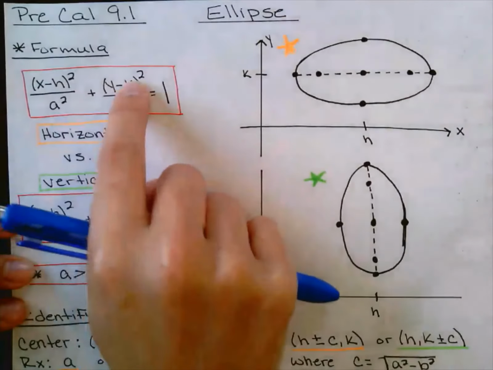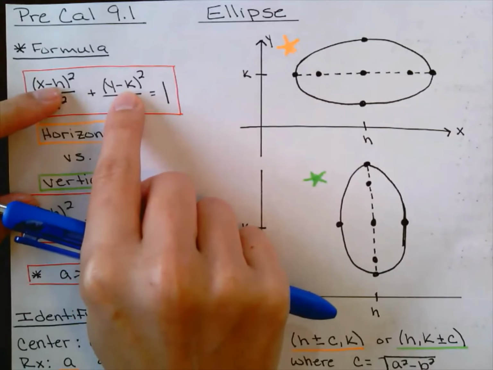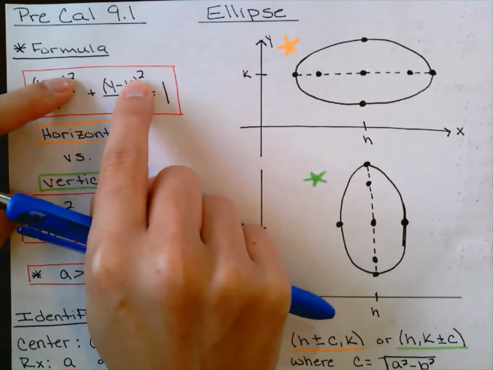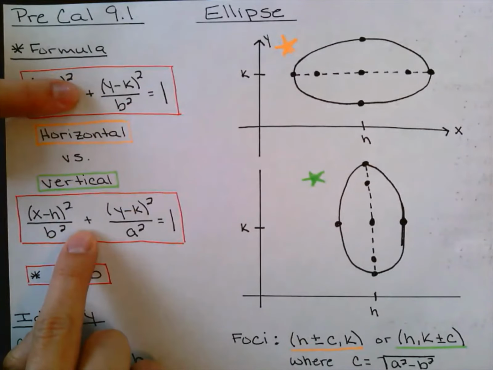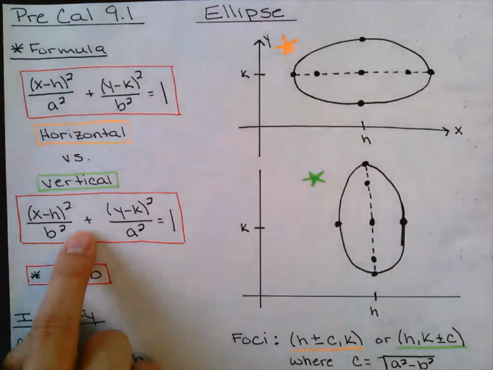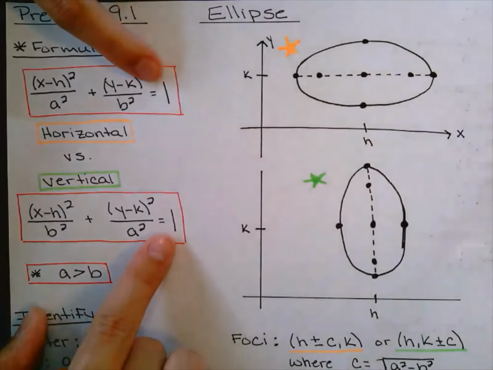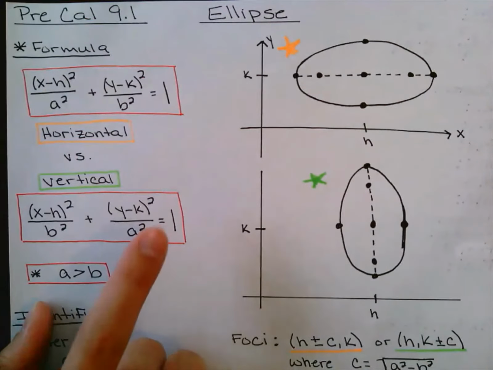Now, I want to pinpoint a few things really quick. The numerators are identical to a circle. The h and k is my center. There's going to be squares, and then these have pluses in between them. That's very important because the next shape we're going to learn has a minus, and it's going to change the way this looks, okay? And the fact that they are always equal to 1, okay?